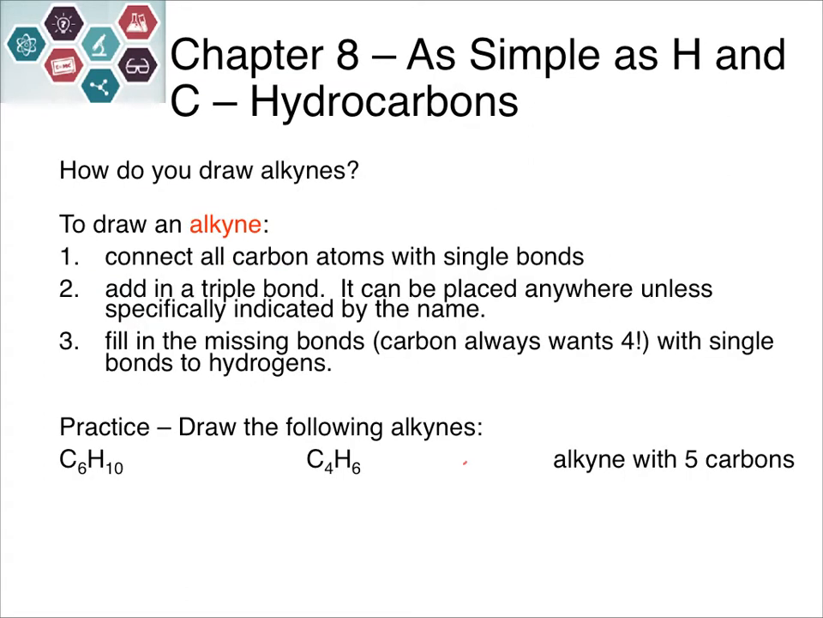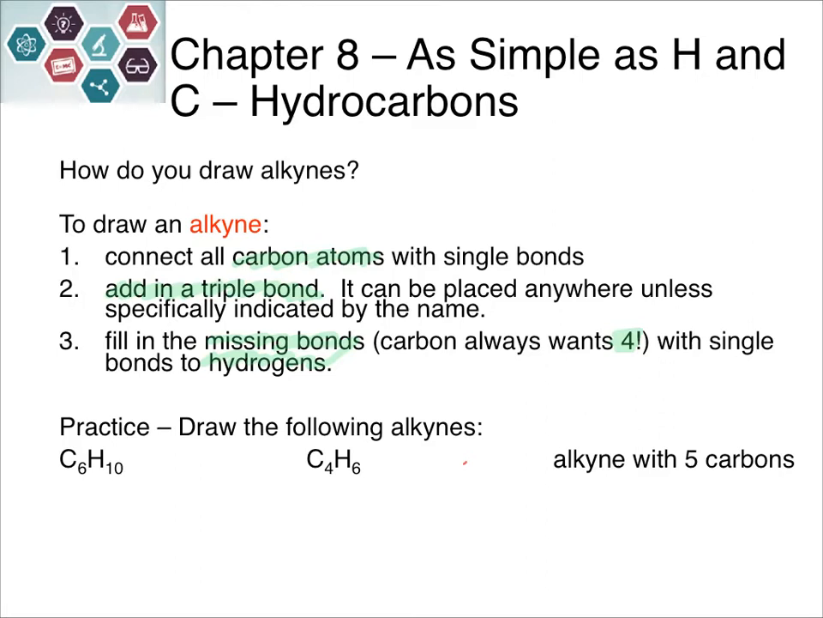So for drawing alkynes, same process as before, but now we're going to make sure we've got a triple bond somewhere in our molecule. So just like with alkenes, we're going to connect our carbon atoms with single bonds. Then we will put in a triple bond somewhere. And again, all we have is a formula, so it doesn't matter where. Then fill in the missing bonds with hydrogens, and you should end up using the correct number as long as all your carbons have 4 bonds.